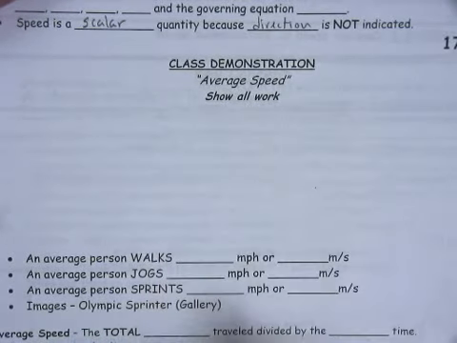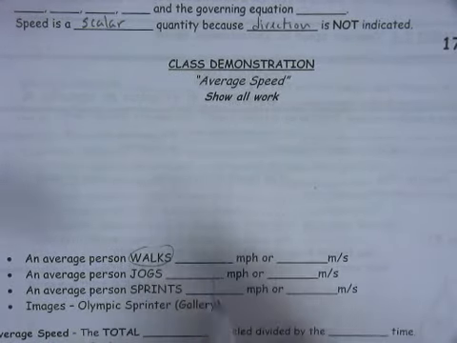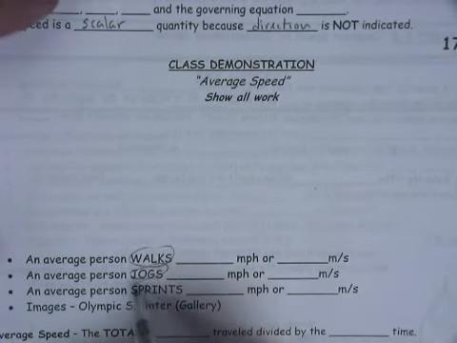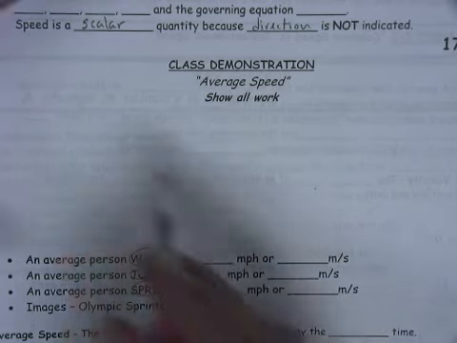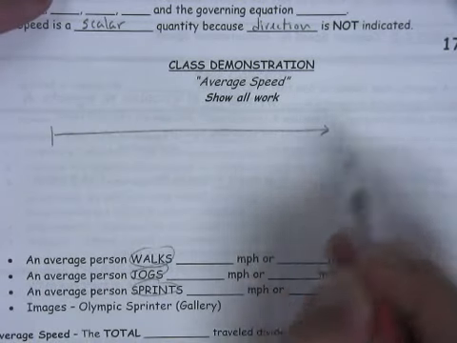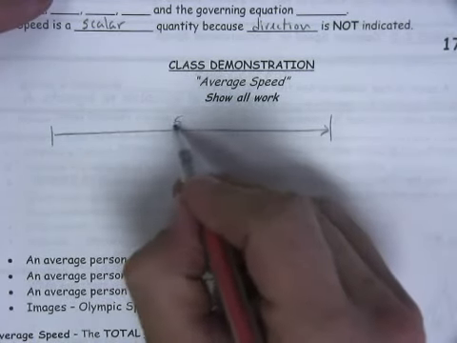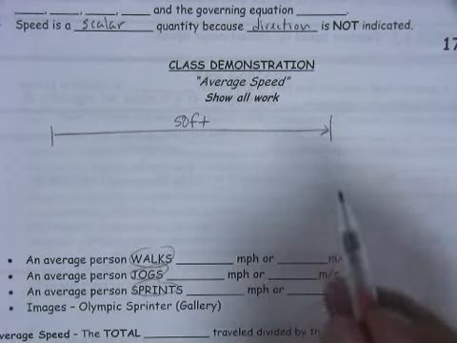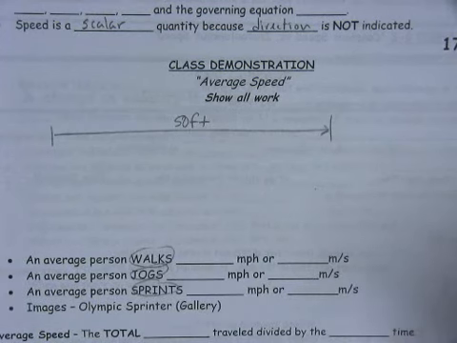Now if you were in class, we would literally go outside and I would break you up into 3 different groups. I would choose 2 of you to do some walking, 2 volunteers to do some jogging, and then 2 volunteers to do some sprinting. We would measure off a certain distance, usually about 50 feet. And we would time how long it takes an average person to walk 50 feet. And then we would do the same thing for jogging, and then we would do the same thing for sprinting. And then we would calculate that speed.